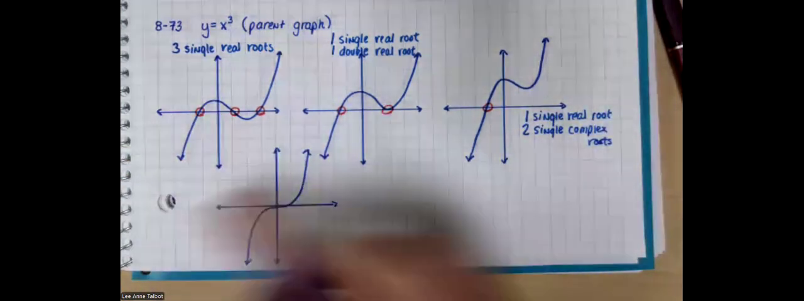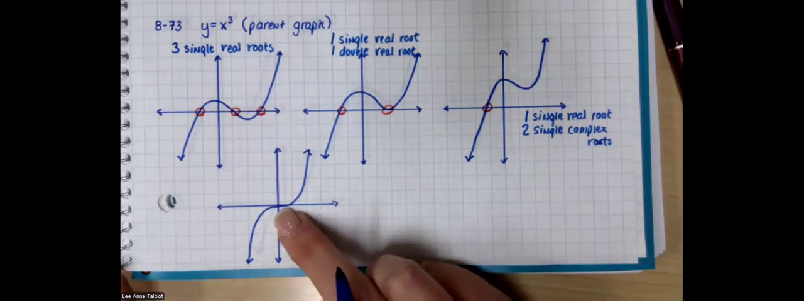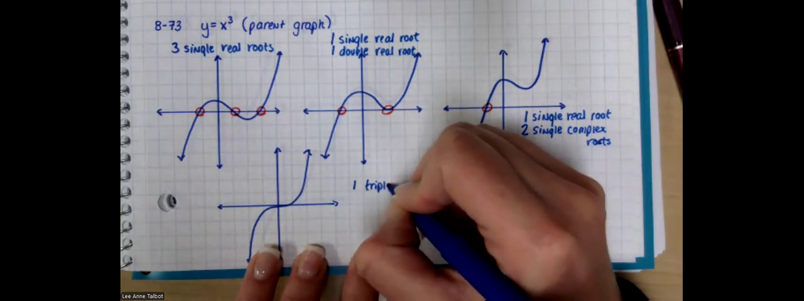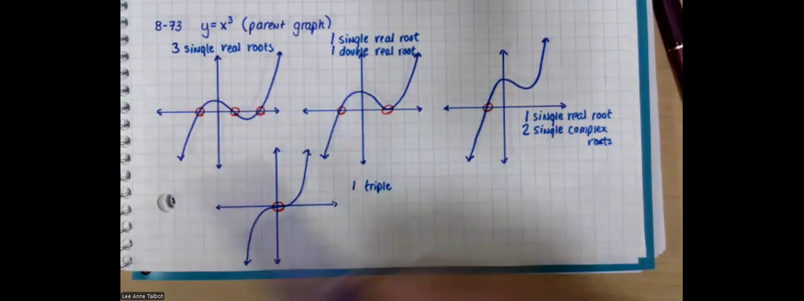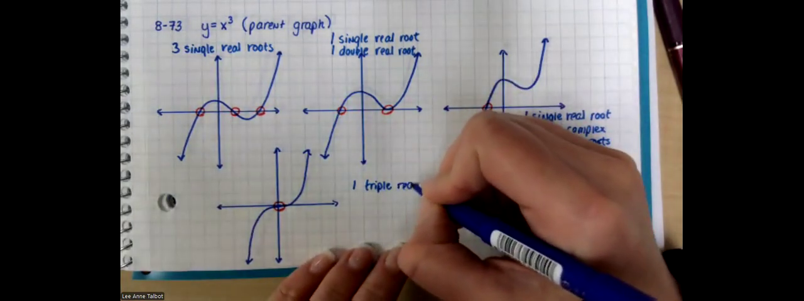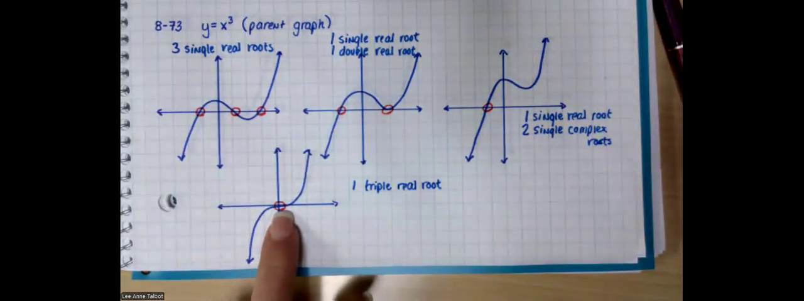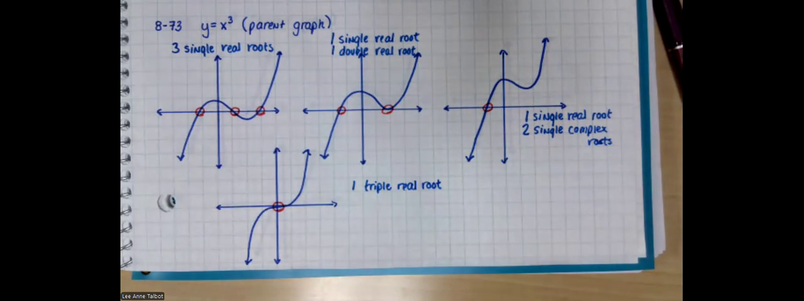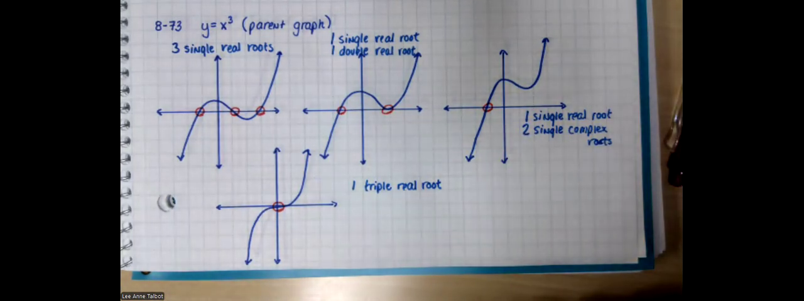Okay, last one. What is this called? Triple. 1 triple real root. What is the vocab word for this right here? Inflection point. Okay. We're halfway there, halfway home, people.